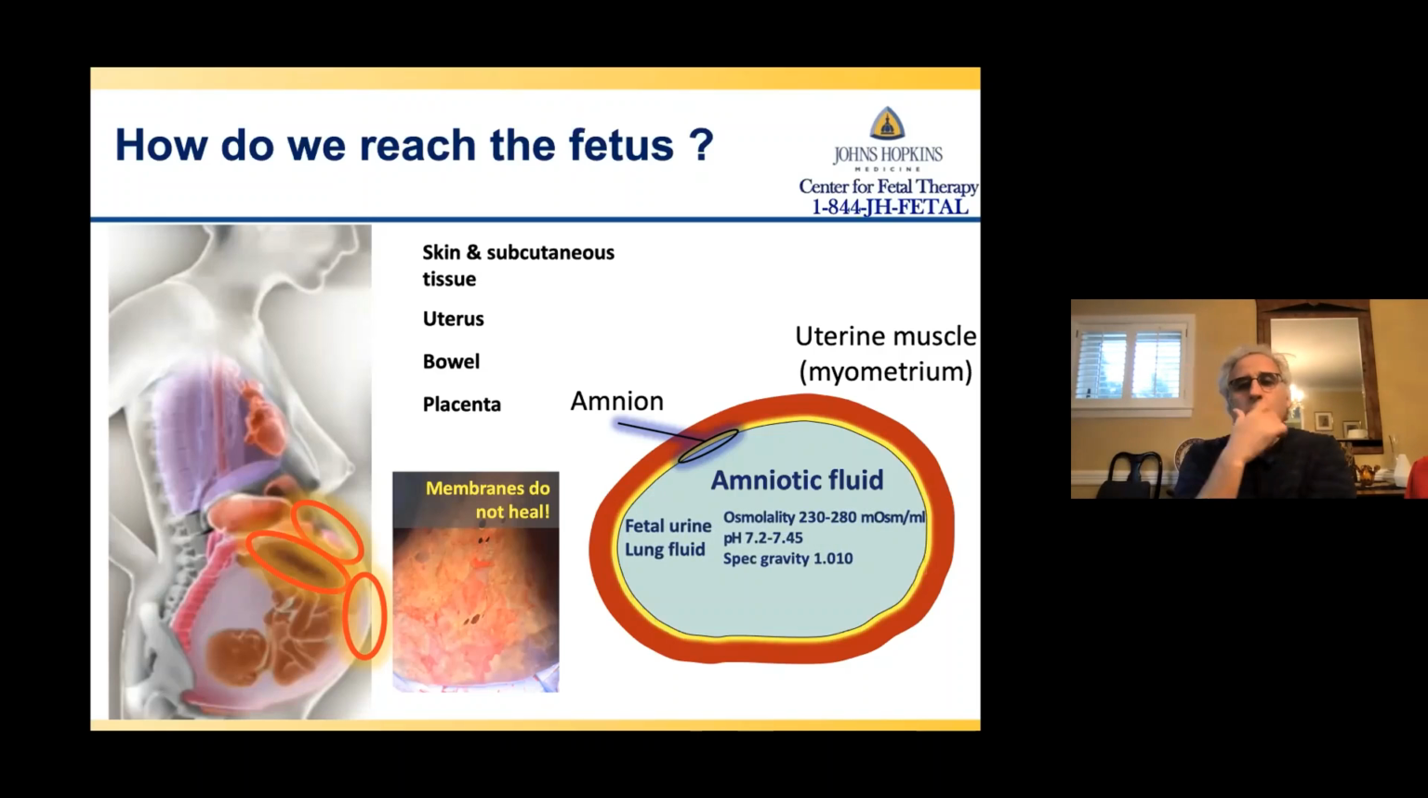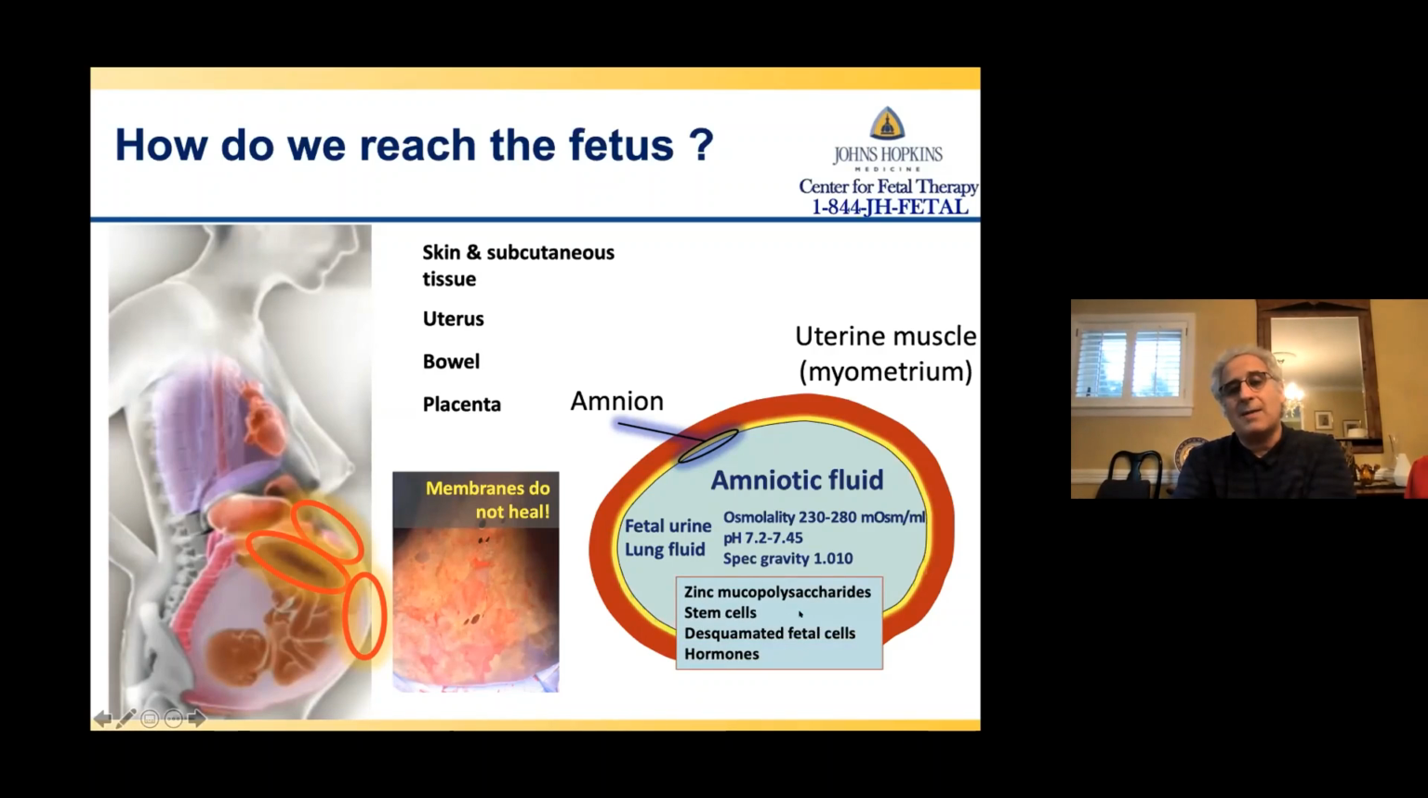The amniotic fluid is the environment of the fetus. That's its basic property. It has some other properties that are beneficial for healing, such as stem cells. It has some antimicrobial properties, the zinc mucopolysaccharides. It has hormones in it, and it has desquamated fetal cells in it, which is what we use to determine the genetics of the baby. And that's what most women that have been pregnant are familiar with.